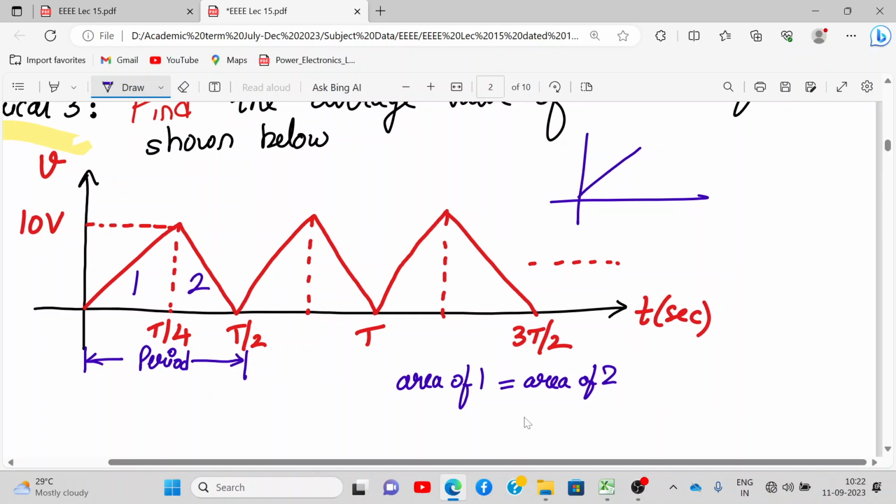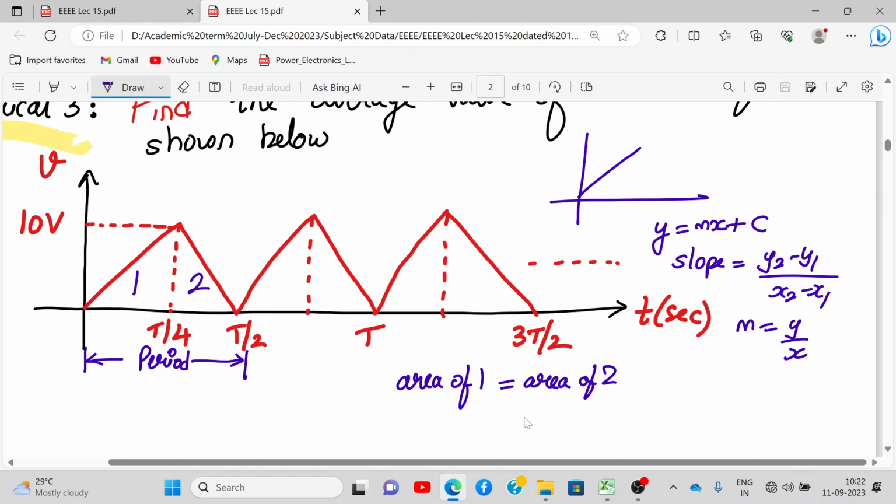It is given by y is equal to mx plus c, and how do we calculate the slope? y2 minus y1 upon x2 minus x1. And what is the slope if c is 0? y by x. Just remember these things if c is 0. Okay. Now tell me, how do we write v?